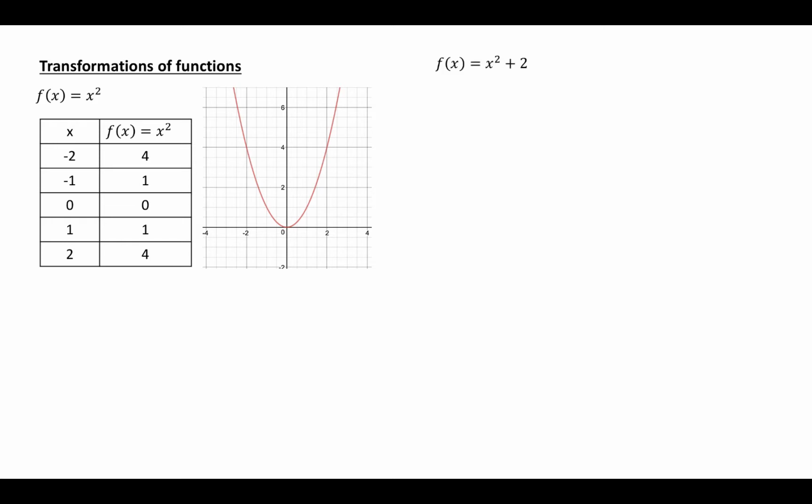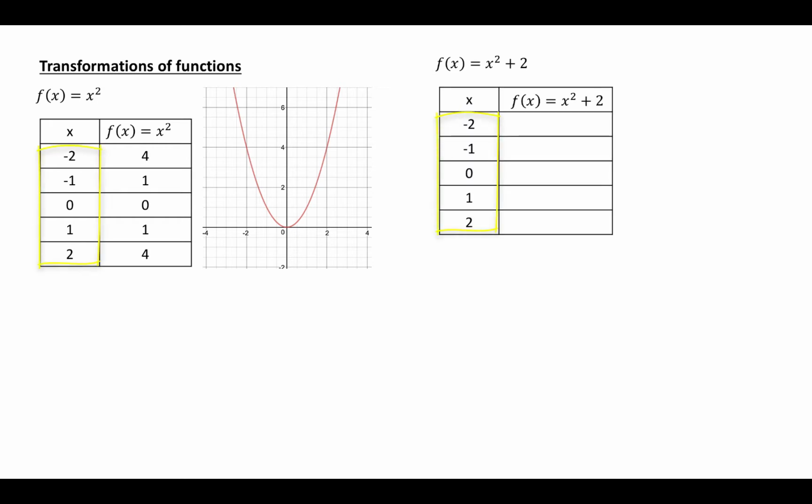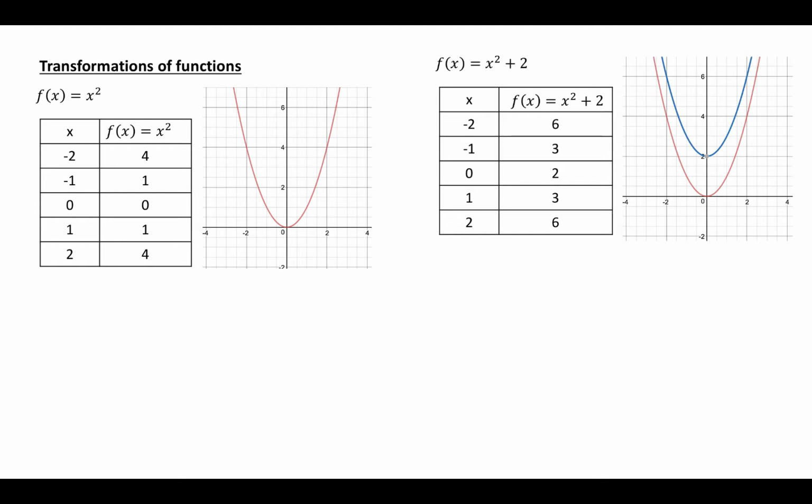Now let's look at what happens when we add 2 to the function f of x equals x squared. We will find the associated function values for the same x values that we used in the last table. The result is that 2 will be added to each of the function values in the previous table. So when we graph this function, each of the corresponding values on the function f of x equals x squared is shifted up by 2 units.